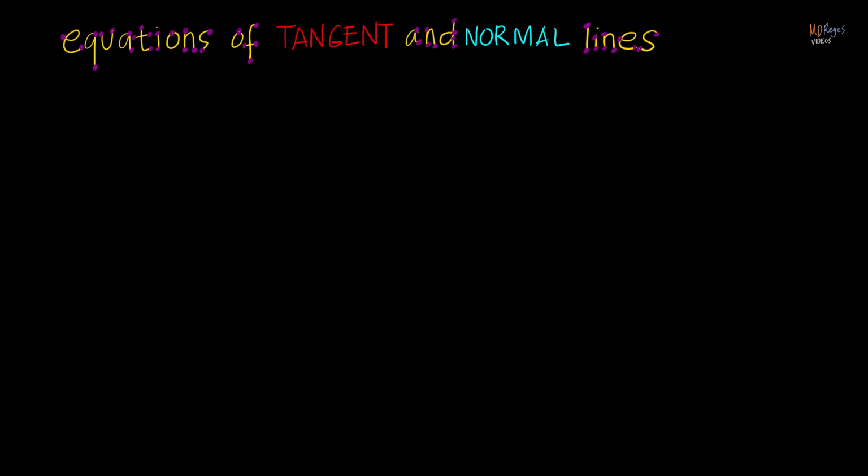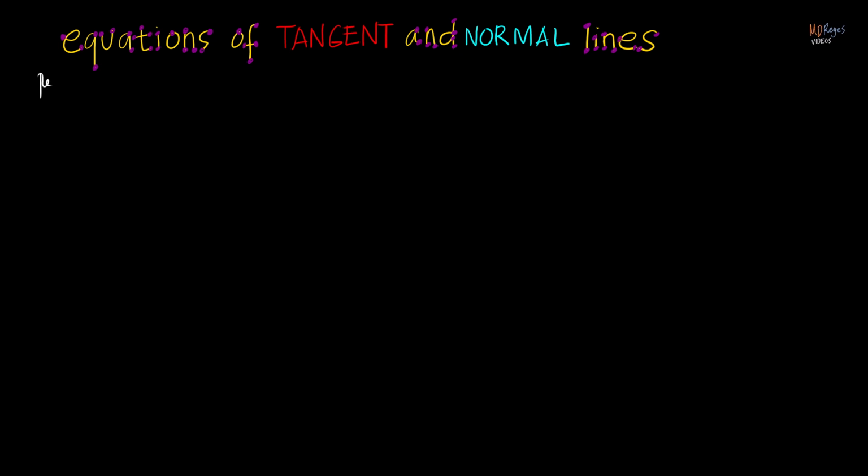You have already learned that the first derivative of a function can be interpreted as the slope of a tangent line to the curve. But how do we find the equation of the tangent line given the point of tangency and the equation of the curve?